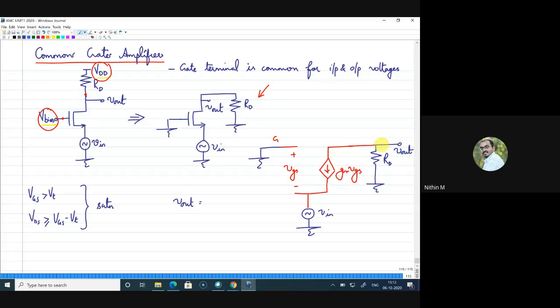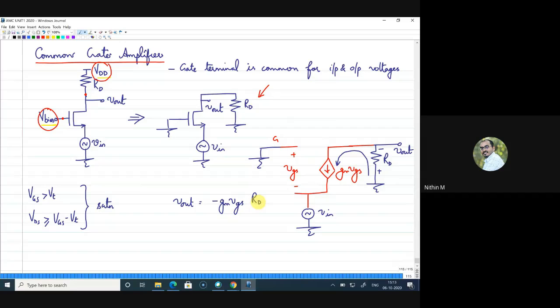V out will be the voltage across RD, right? Yes, sir. Now, what is the voltage across RD? What is the current flowing through RD? This is the current, gm VGS, sir. Right. So what will be V out? gm VGS into RD. Very good. So with a minus sign. Yes, sir, minus. Okay. Thank you. So it is minus gm VGS into RD.